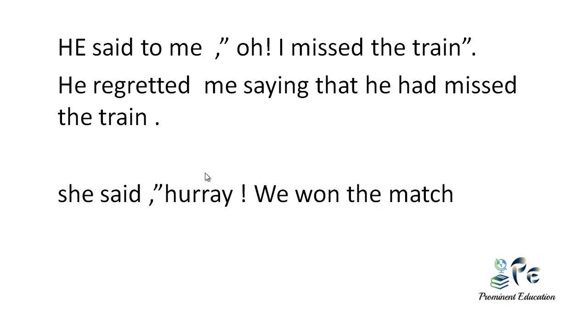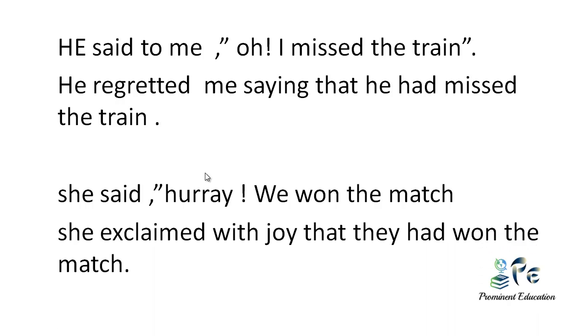Now next sentence is, she said, hooray, we won the match. This would convert into, she exclaimed with joy that they had won the match. Hooray is changed into exclaimed with joy. One, which is in V2 form, so we are changing it into had won, which is in V3 form.